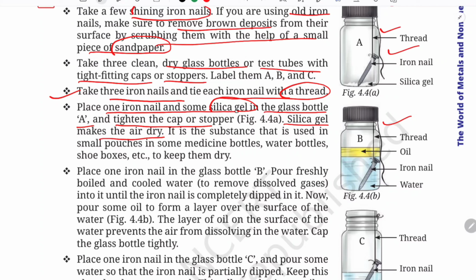Why are we putting this silica gel? In order to make the air dry. And I hope you know what silica gel is. It is usually found in a small pouch, isn't it, like in medicine bottles or water bottles or shoe boxes.